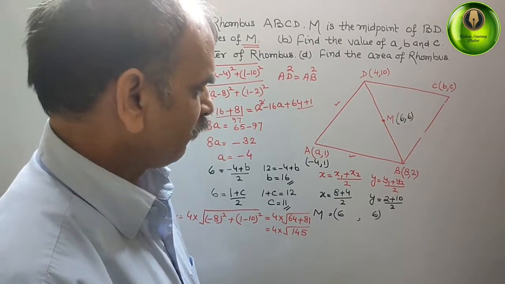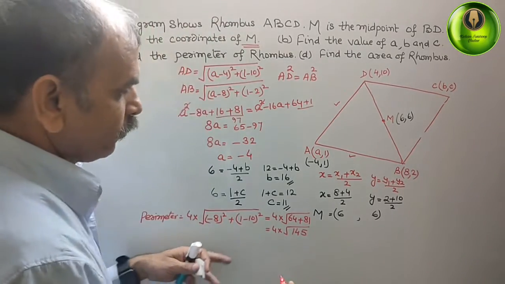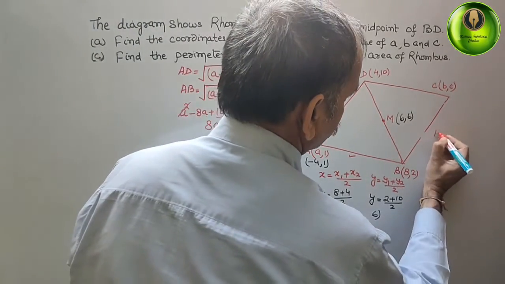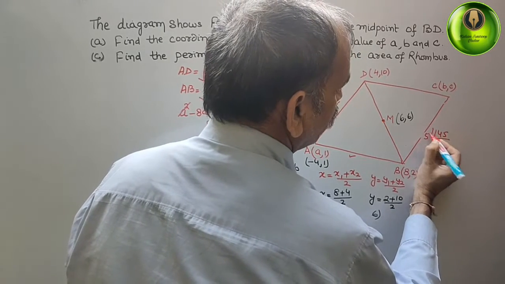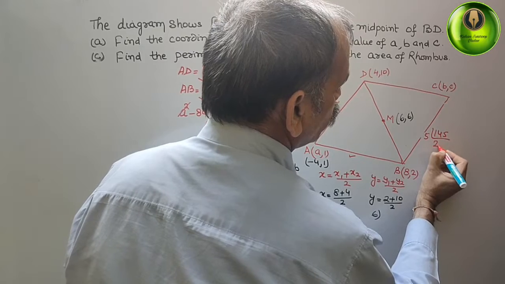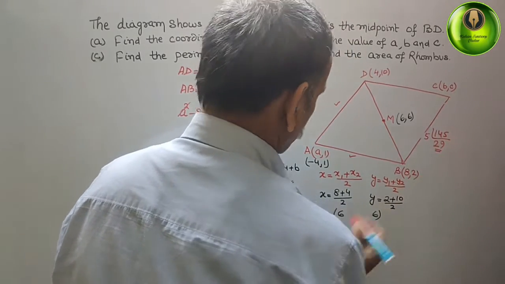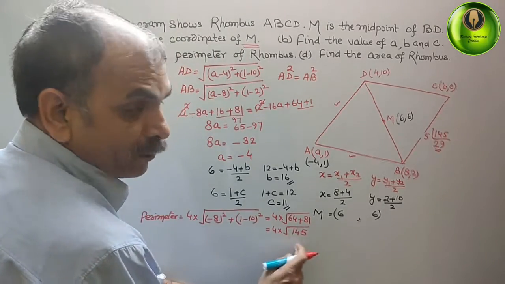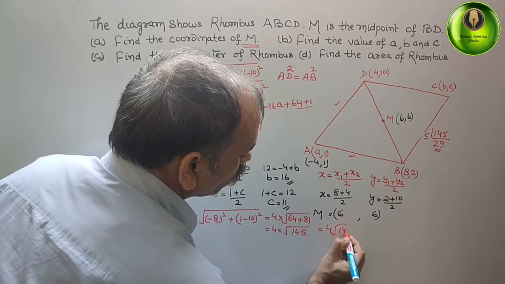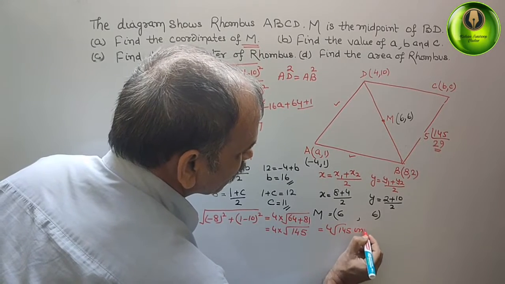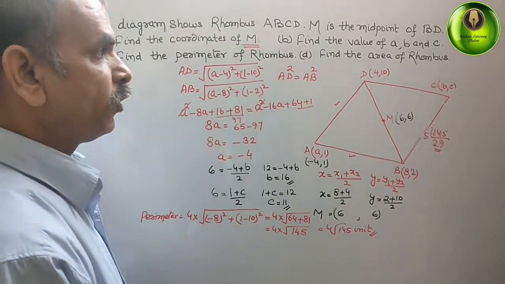Can we find out the factors of 145? We can try. So 145 factors: here it will be 5, this will be 29. So this is a prime number, no. So that means the perimeter is what? 4 root 145 unit.